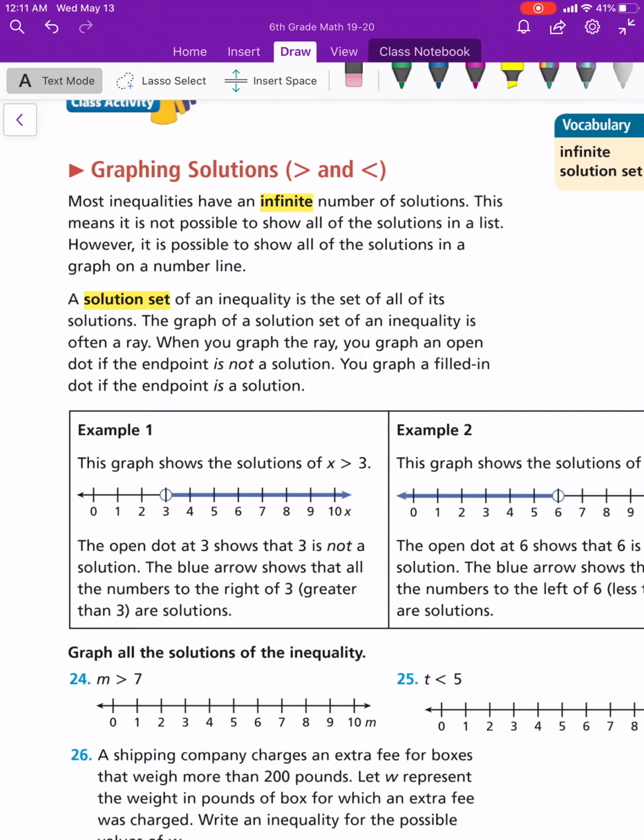So most inequalities have an infinite number of solutions. This means it is not possible to show all of the solutions in a list. However, it is possible to show all the solutions in a graph on a number line. Think about that for a second. Infinite literally means there is no end to the answer. So when we say anything greater than 3, we mean literally all of the things greater than 3.